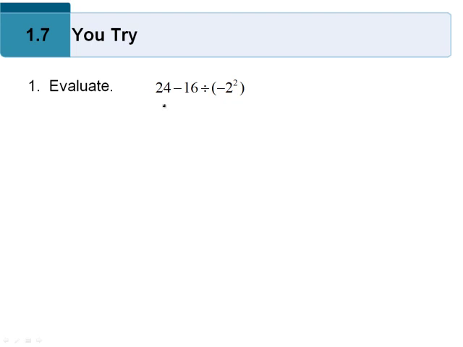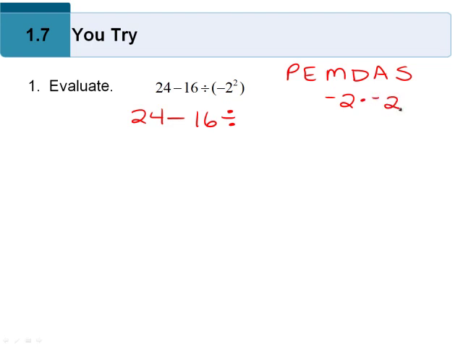So number 1, we have 24 minus 16 divided by negative 2 squared. So remember your order of operations. So we don't really have any parentheses except to just keep that square with the negative 2. So we're really stepping down to step 2 for exponents. So copy down 24 minus 16 and your division sign. Okay? Now if we square negative 2, negative 2 times negative 2 is going to give you positive 4.